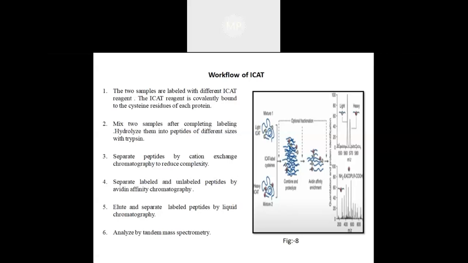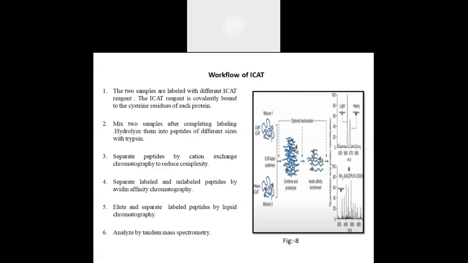First, we lyse the two cell sources in the different states and the protein is reduced. After that, two different types of ICAT reagent are used to label the two different samples. The ICAT reagent is covalently bound to the cysteine residue. Here we can see the cysteine residue, the labeled light ICAT, and the heavy ICAT of each protein. We mix the two samples, and after completing the labeling, we hydrolyze them into peptides of different sizes with trypsin.